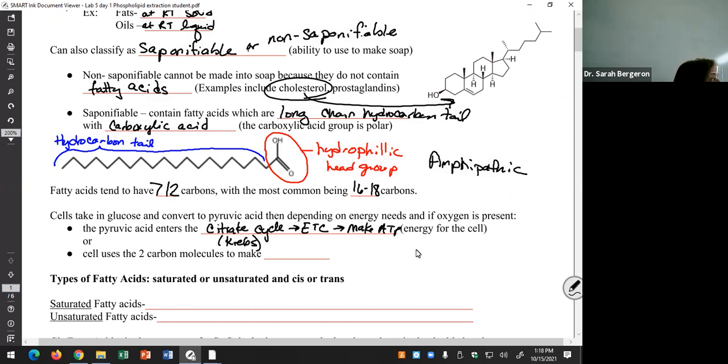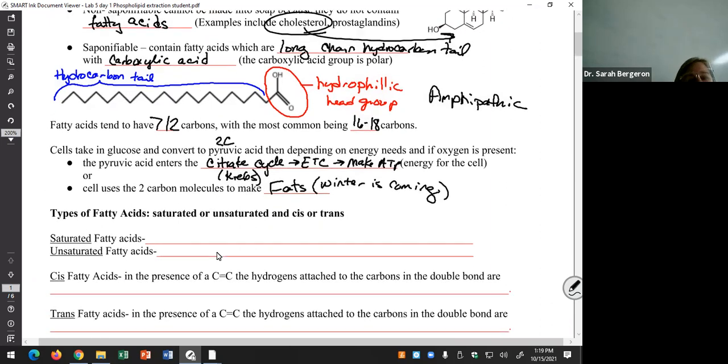We're going to store it, right? Because our bodies are trying to prepare for winter. Winter is coming, right? Our bodies don't know that we have shelter and we have heating and that kind of stuff. So it's all about survival. So we prepare for that by using these 2-carbon pyruvic acid molecules. We're going to use those 2-carbon molecules to make fats, right? Winter is coming. We're trying to prepare.